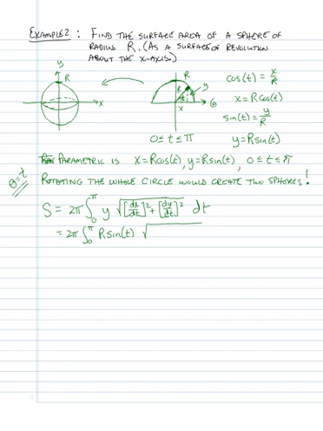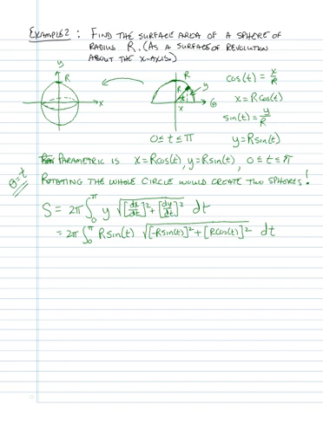Now, under the radical, the derivative of x with respect to t, since x is r cosine t, we get what? A negative r sine t. So we have a negative r sine of t, and that's squared. That's the derivative of x squared, plus the derivative of y squared. Well, the derivative of y, since y is r sine t, is r cosine t, and that derivative is squared.